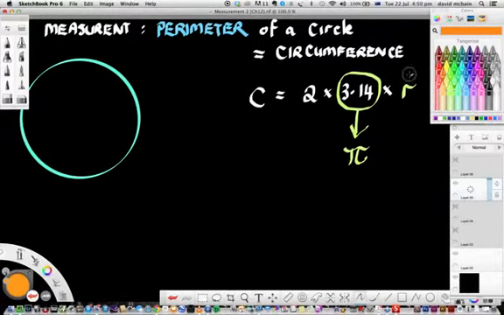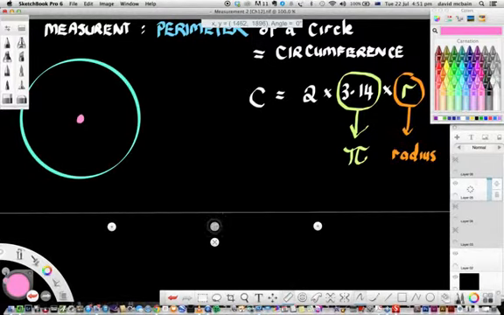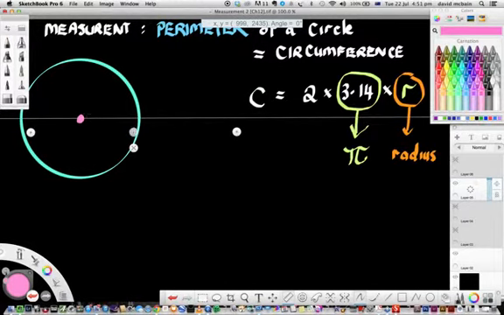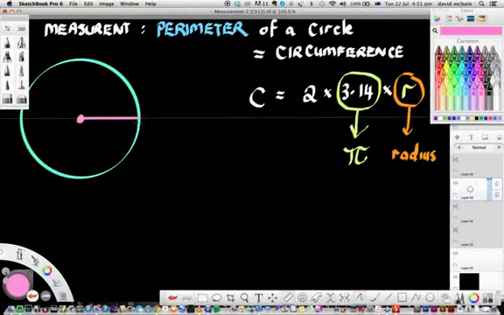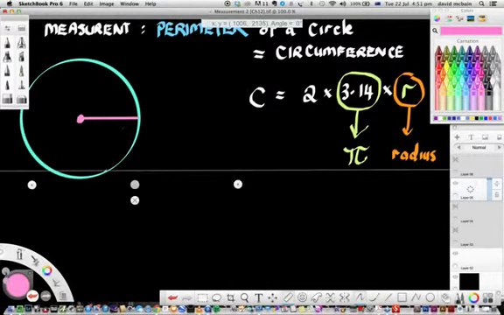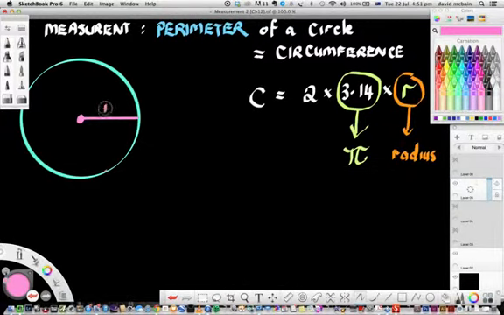R is the radius of the circle. That's the radius. And the radius of any circle is simply the distance from the center to the circumference, to the perimeter. So that distance there is called the radius of the circle.